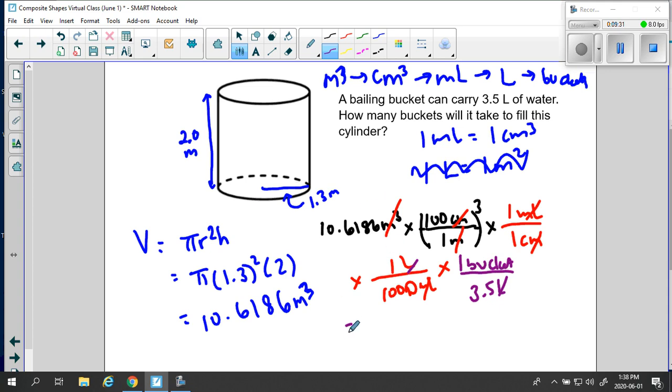So now I just have to punch it in correctly. So the original amount times 100 to the power of 3, and then divide by 1,000, divided by 3.5. And I'm getting 3,033.9 buckets. So I guess you could round that to 3,034 buckets in order to make this happen.